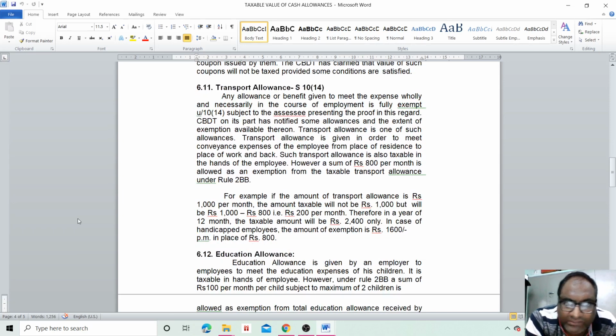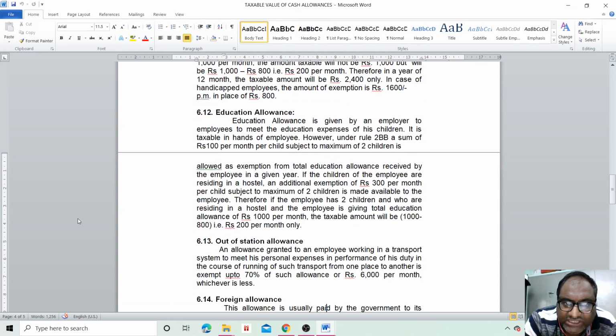Now it's transport allowance. Any allowance or benefit given to meet the expense wholly and necessarily in the course of employment is fully exempt, subject to the employee presenting the proof in this regard. CBDT has notified some allowances and the extent. However, a sum of 800 rupees per month is allowed as an exemption for the transport allowance under Rule 2BB. Okay, now education allowance.